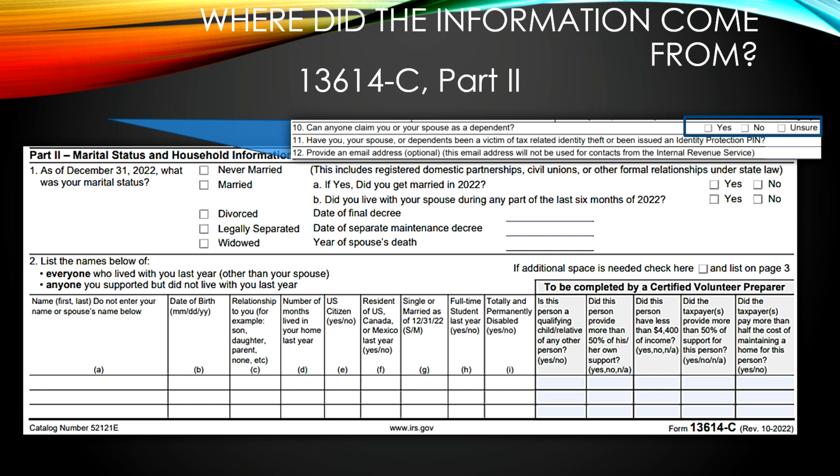And here is how we will get the information from our taxpayers regarding whether they can take personal exemptions or dependency exemptions.